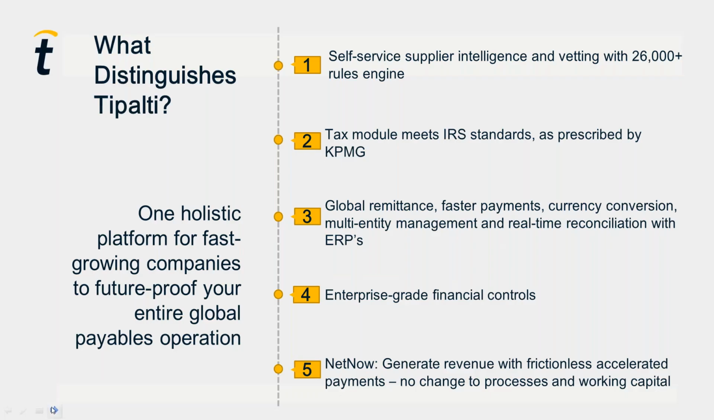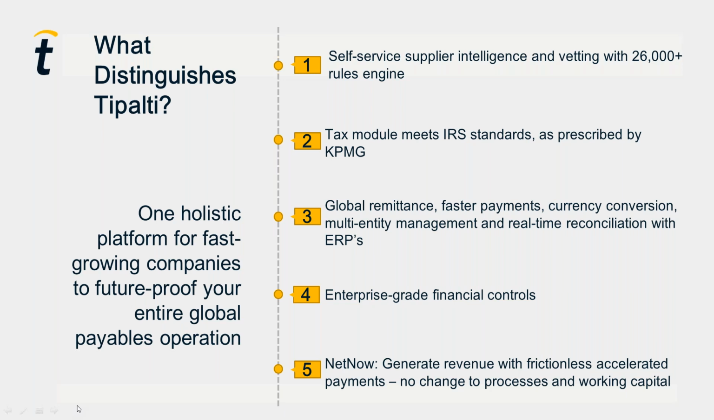So these are the areas where we're really unique. We've got 26,000 rules for vetting supplier data. Our tax module was built in conjunction with KPMG's terms. They outlined what the best practices were, and we created it in the software, basically. Full global remittance to those 190 countries, with lots of financial controls built into the system.